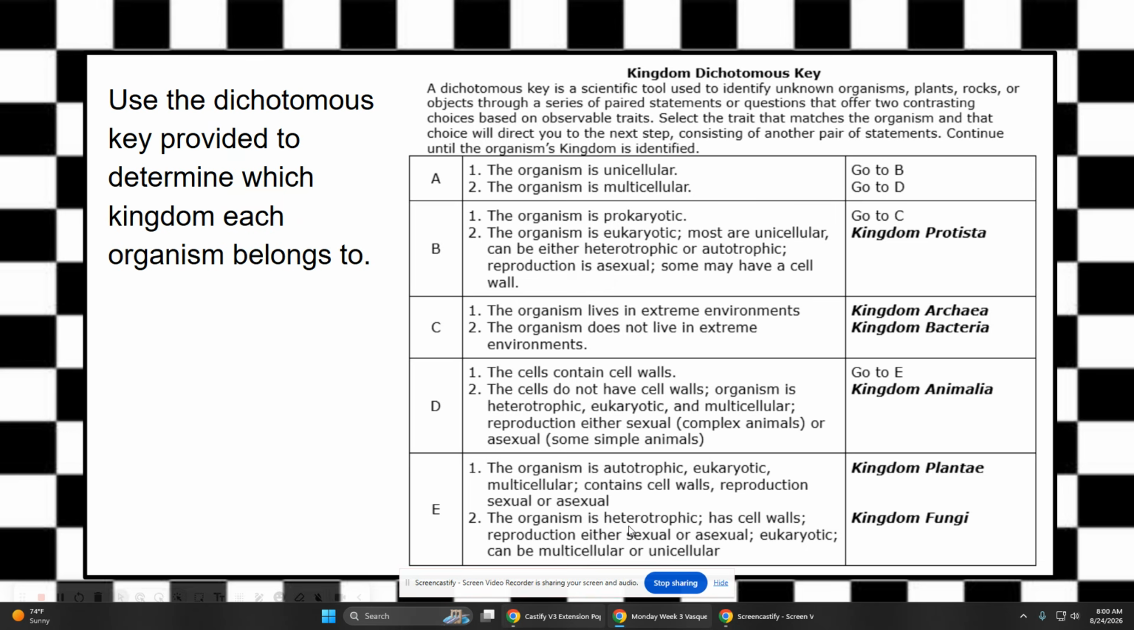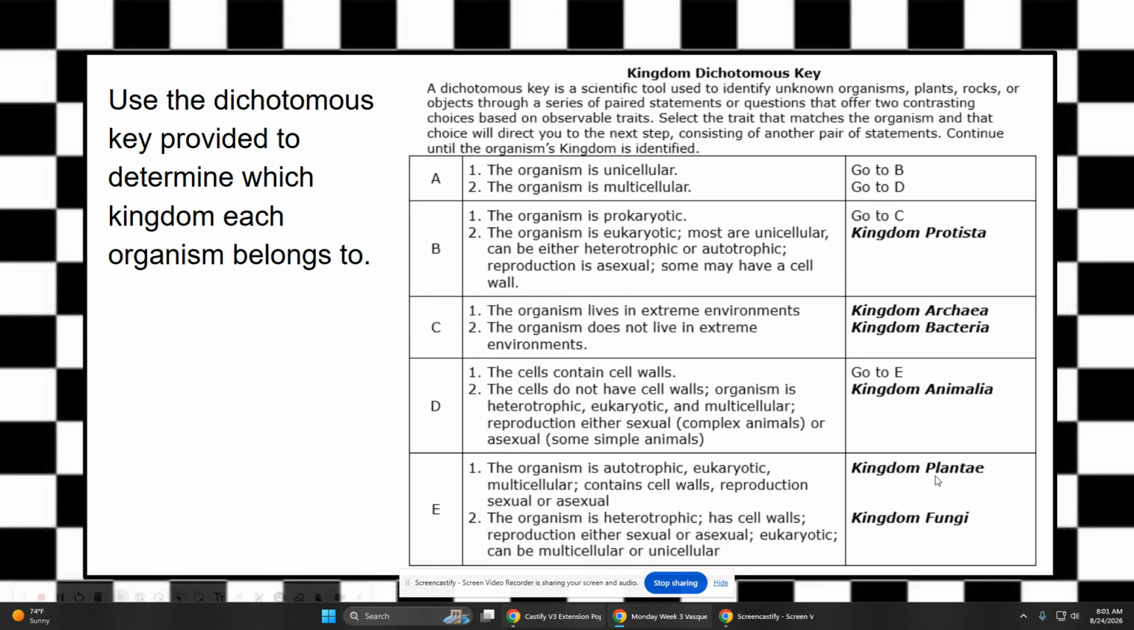Organism is heterotrophic, meaning it eats other organisms, does not make its own food, has cell walls, reproduction can either be sexual or asexual, it's eukaryotic, and it can be multicellular or unicellular, it's going to be kingdom Fungi. In this case, our answer would be kingdom Plantae. So in that first blank for number 1, you would write down kingdom Plantae.